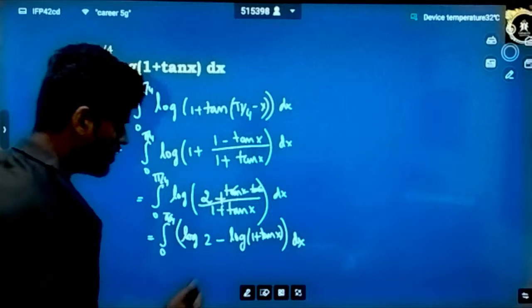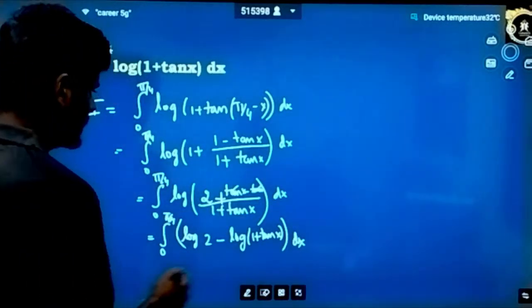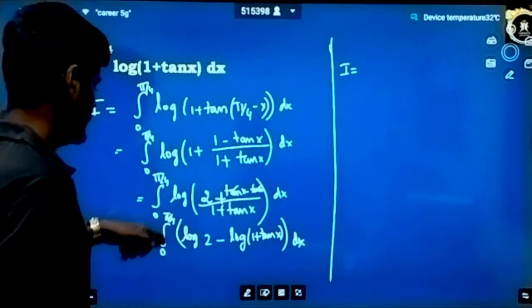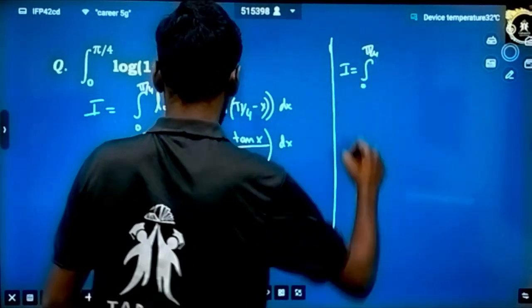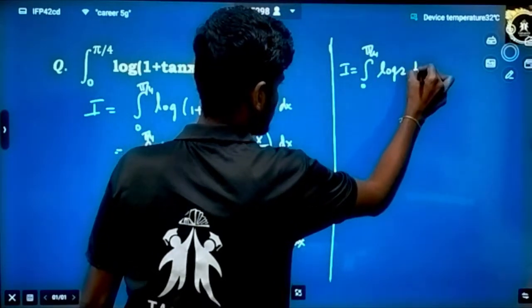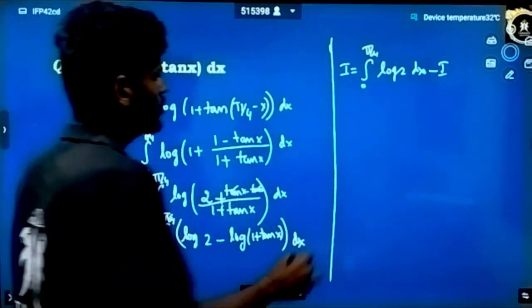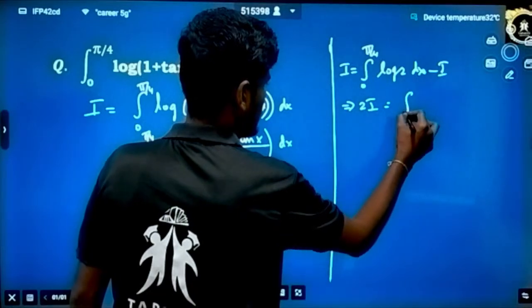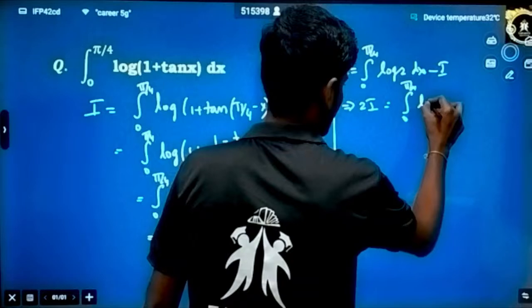dx. Now what is this integral? Log of 1 plus tan x, which is nothing but the question. So we will get this I is equal to integral 0 to pi by 4 log 2 dx minus again the same integral. That means 2i is equal to integral 0 to pi by 4 log 2 dx.